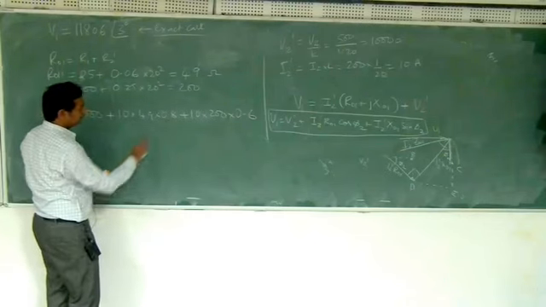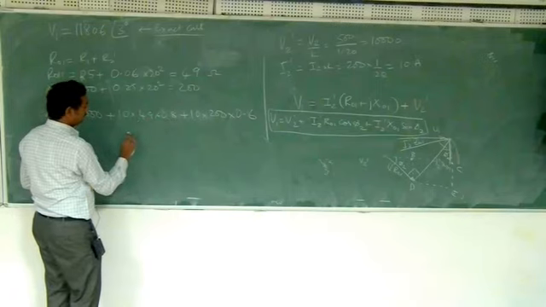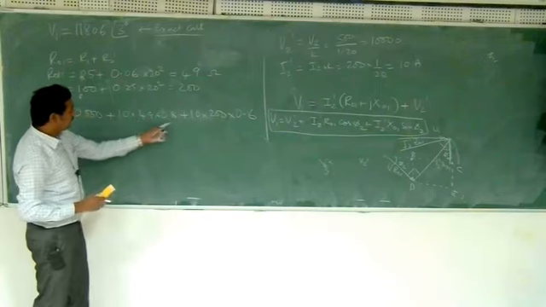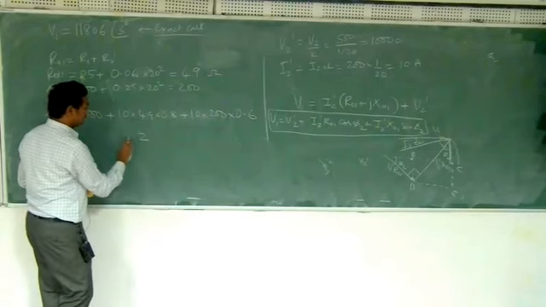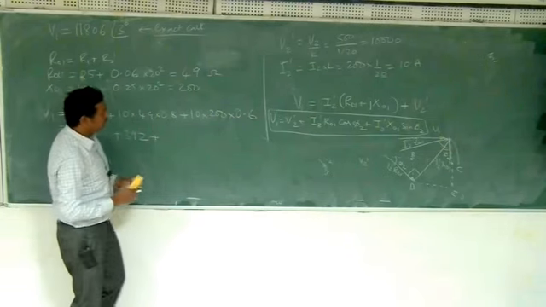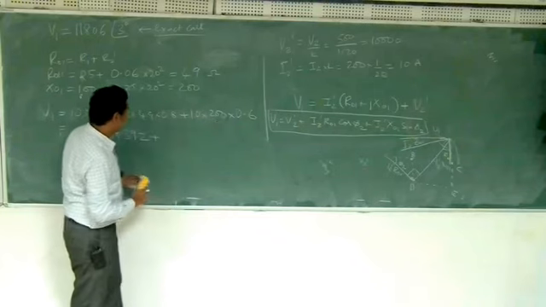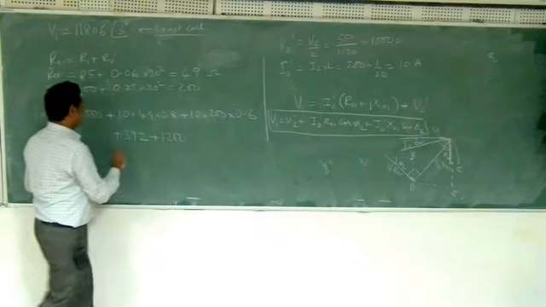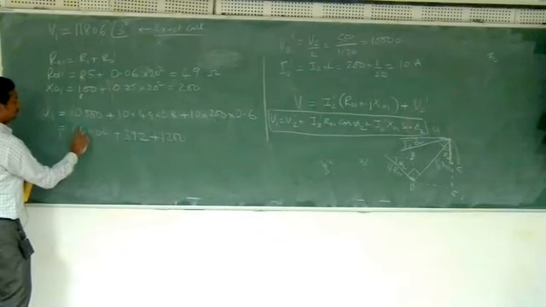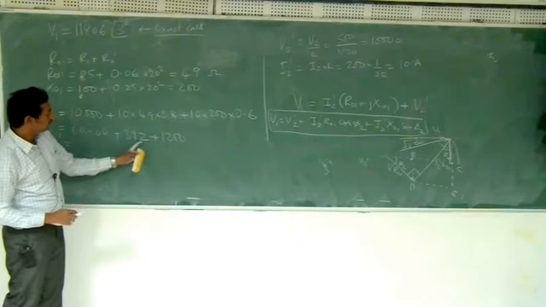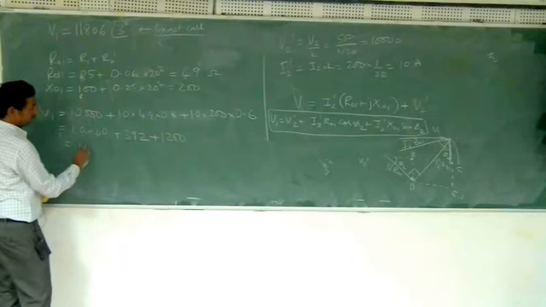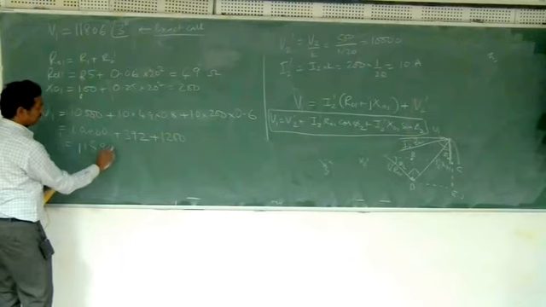490 into 0.8. 392. And what is this one? So 1200. This is how much? 1592, right? Is that correct?